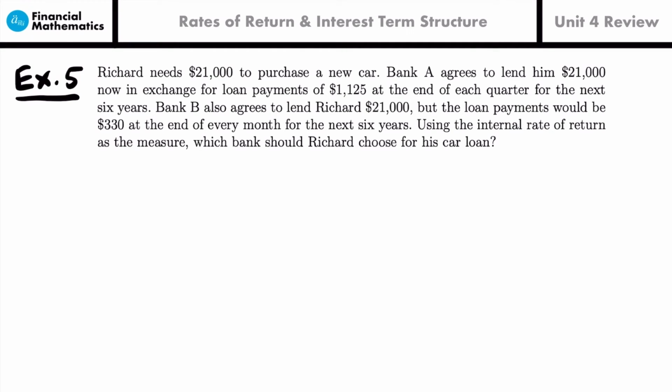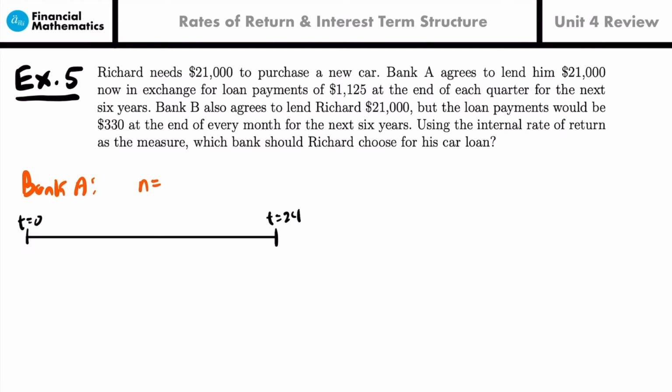So that would be a total of 24 payments, right? So for Bank A, here's what our timeline looks like. This will be time 0, and then Richard is going to have to make a total of 24 payments for that loan. So this will be time equals 24, right? N is equal to 4 payments per year for 6 years, which is 24.